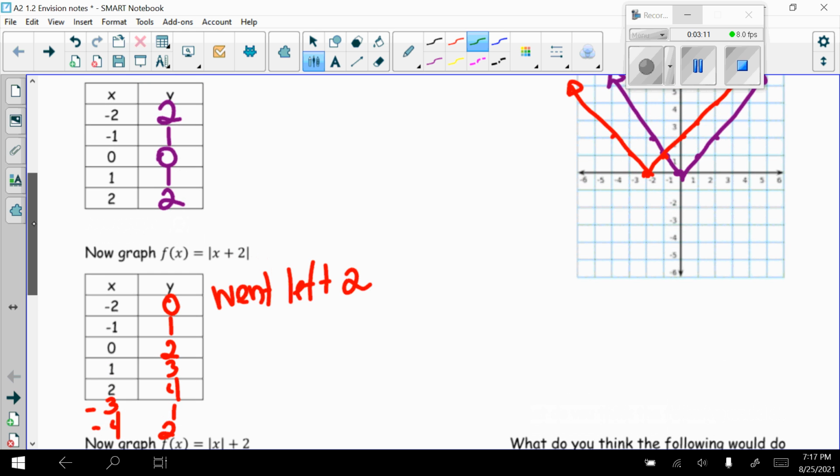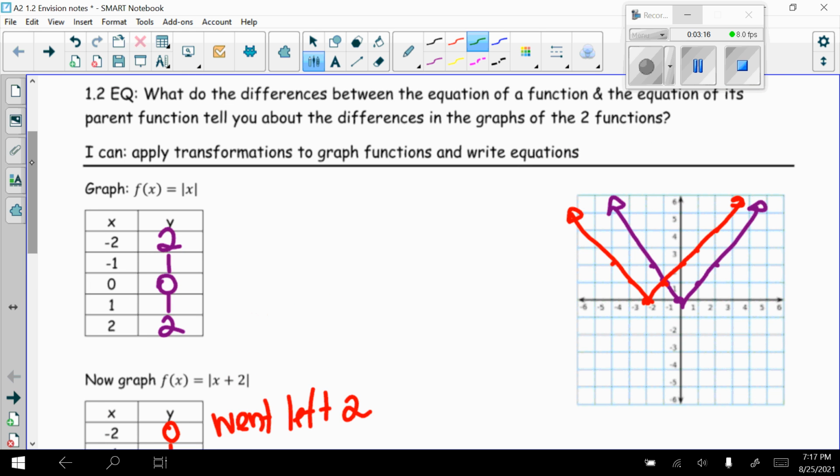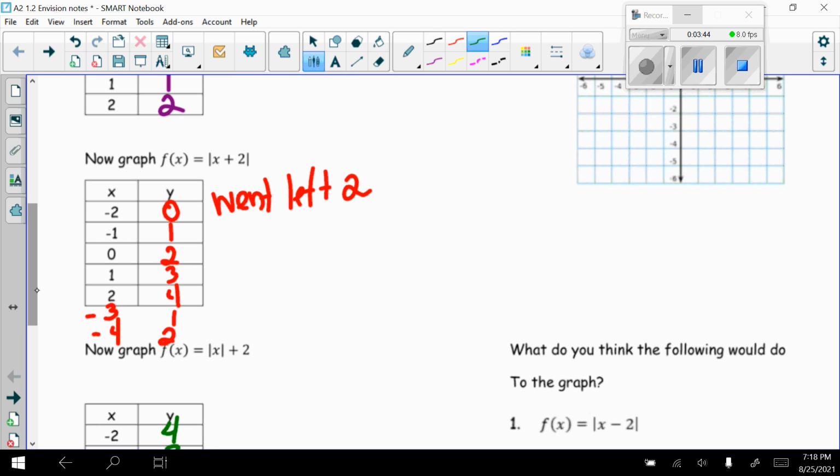We're going to plot those points. So over -2 up 4. Over -1 up 3. 0 was at 2. 1 was at 3. 2 was at 4. Draw the V shape. And again, how did that relate to the original one that we graphed in the purple? We see that the vertex started at 0, 0, and now it is at 0, 2. So it took that purple graph and shifted it up 2 units. So this one went up 2 units.